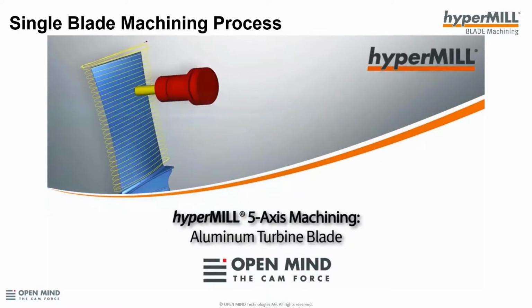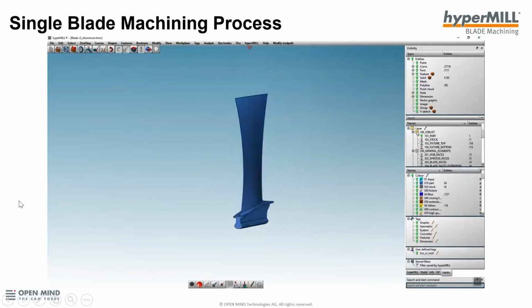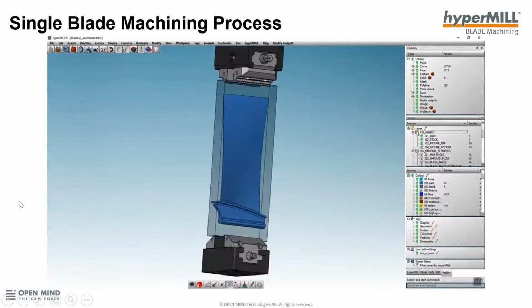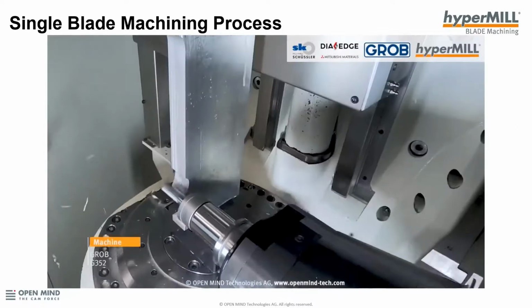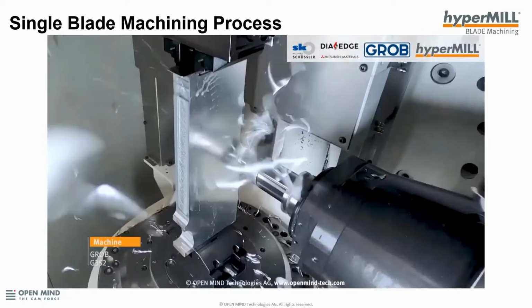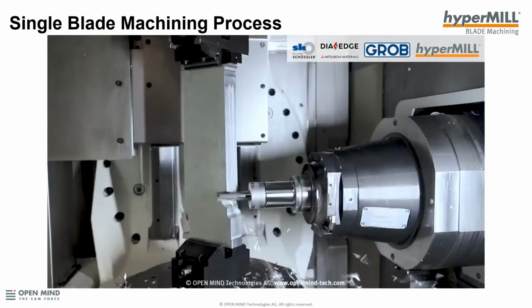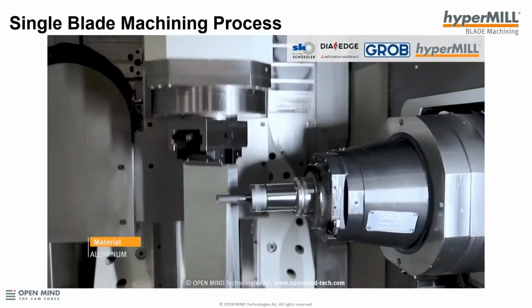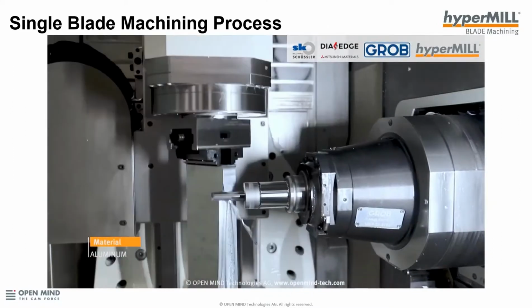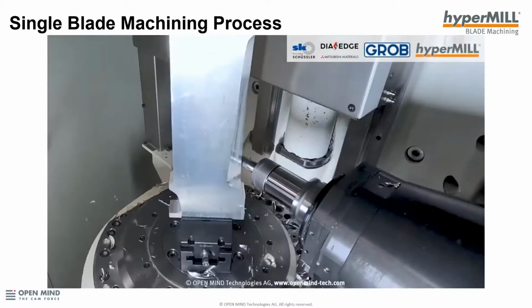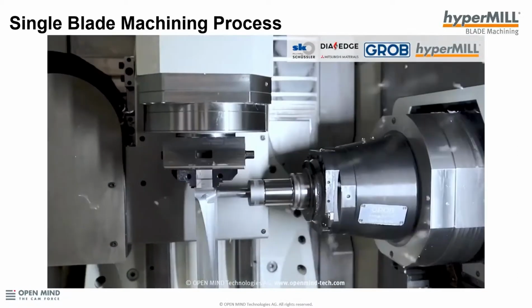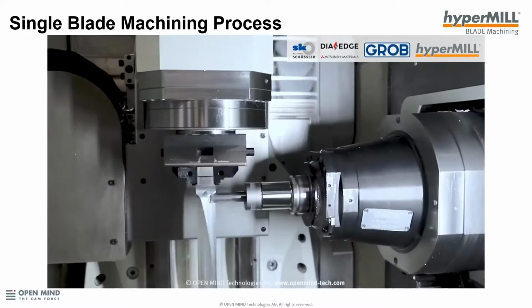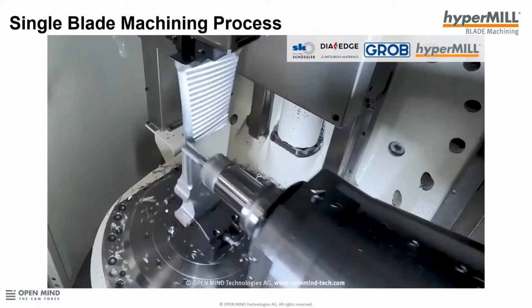Okay, so in this slide, I'm playing a video. And again, this video is available on our YouTube channel as well. And this is showing a turbine blade that is being machined with the HyperMILL on a Grove machine with Mitsubishi tools. And the material type here is aluminum, or in some parts of the world, aluminium.